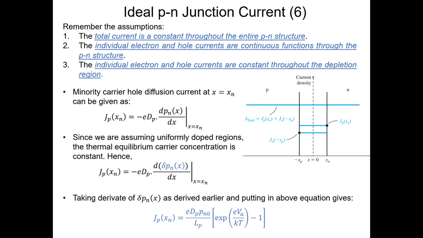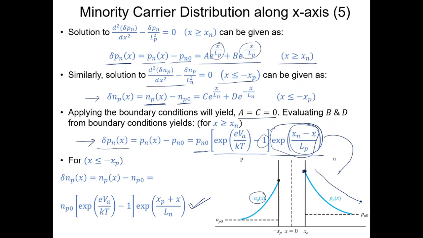So if we put these two things together, we have a relation for n_p(x) and a relation for p_n(x). All we have to do is feed this into the diffusion current equation, find the current contributed by these minority carrier electrons at the p side and minority carrier holes at the n side, and add them. We then get the current-voltage relationship.